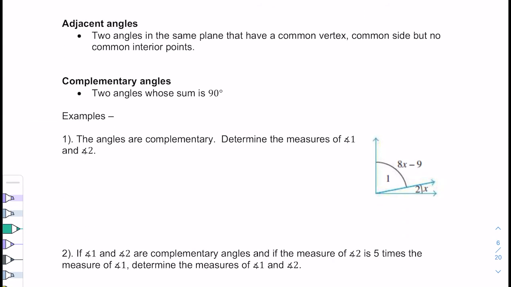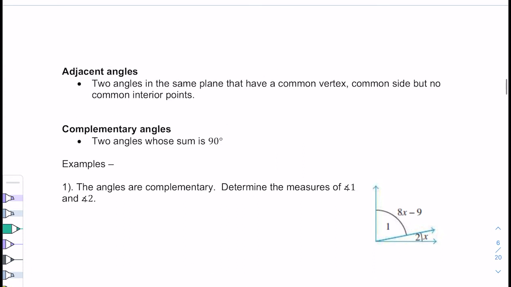So next we're going to talk about adjacent angles, and the word adjacent means next to. They're basically two angles that are next to each other. They have a common vertex and a common side, but no common interior points. So what that means is, if I was to draw an angle that looks like this, and then I had another one inside there, I'll call this angle A, B, C, and then I'll put a D here.